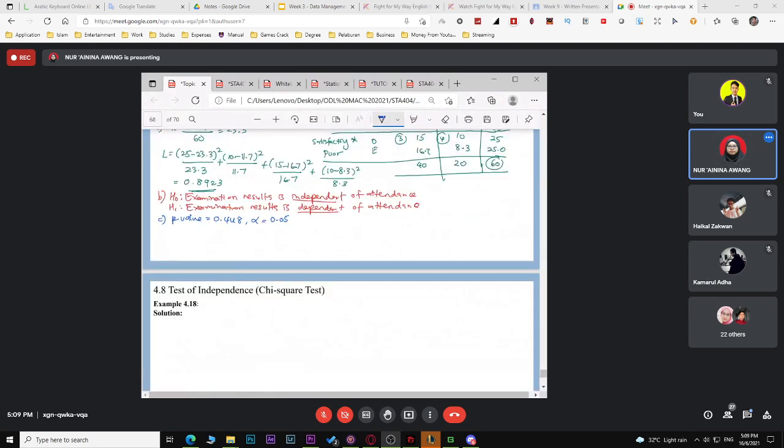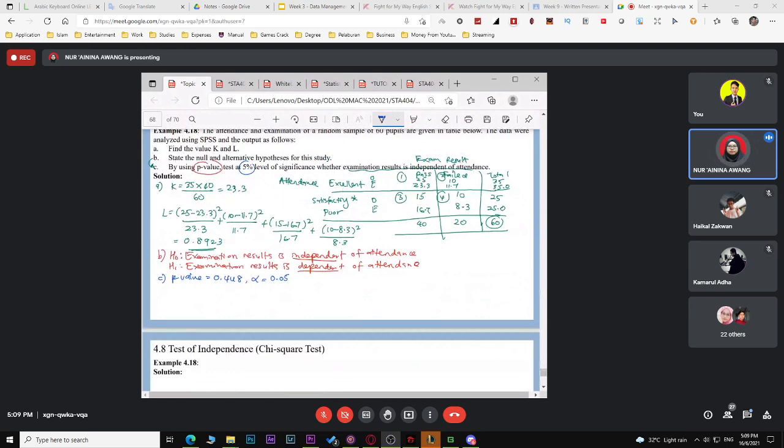Okay. And then your decision rule, we said that we reject H0 if p-value is less than or equal to alpha. Then we compare our p-value with our alpha. We said that since p-value is 0.448, this value is more than your alpha, so we fail to reject our H0.